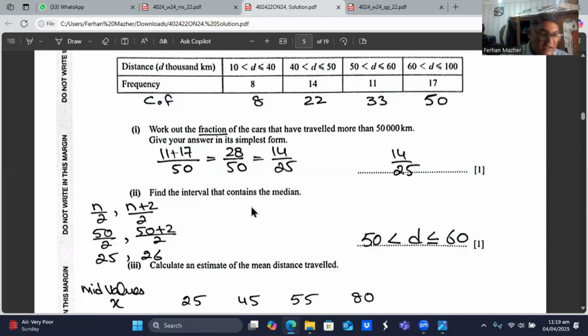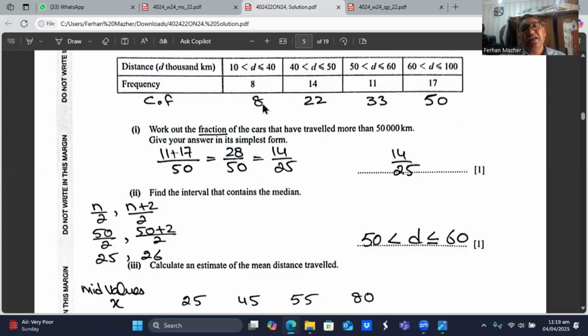The last number of the cumulative frequency is 50. So it's an even number, so in the center there will be 2 values. So I will use the formula n by 2, comma, (n plus 2) by 2. Here n is 50. 50 by 2 is 25, and 50 plus 2 divided by 2 is 26. So the 25th and 26th numbers will be in the middle of the data. The median means the value in the middle of the data.